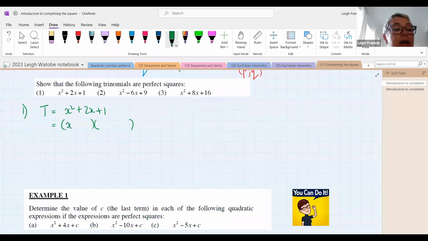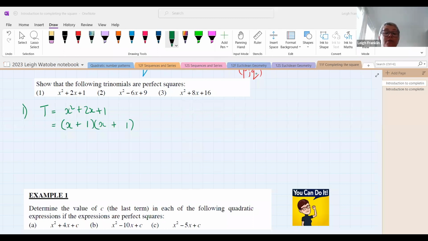I'm going to end up with x over here, and I know that 1 times 1 is 1, so that has to be 1, that has to be 1. And then I get the middle term by adding or subtracting, in this case, just adding. So because the middle term is positive and the last term is positive, both of these brackets have to have a plus 1 inside them. No Latabo, that's the whole idea.